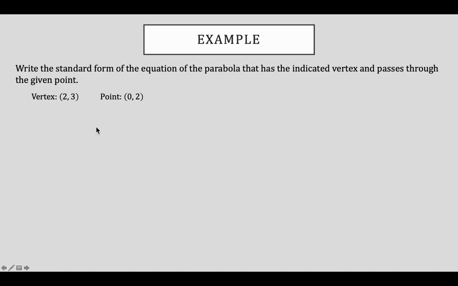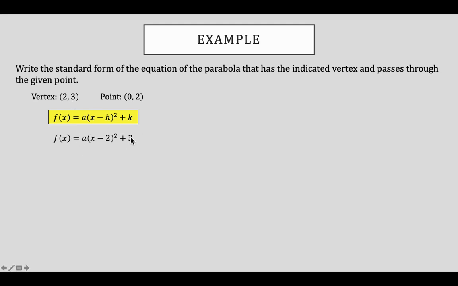Just like any problem that requires a standard form, start off by writing down that equation. Standard form for the equation of a parabola is f of x equals a times x minus h squared plus k. We can begin by plugging in the values of our vertex. We know that this is the ordered pair h comma k. I'm going to plug in 2 for h and 3 for k. That gives me f of x is equal to a times the quantity x minus 2 squared plus 3.